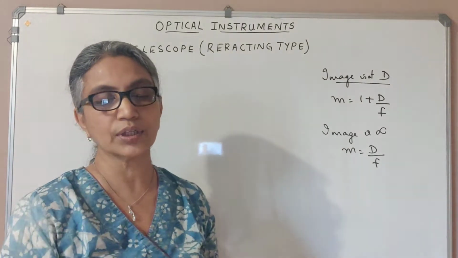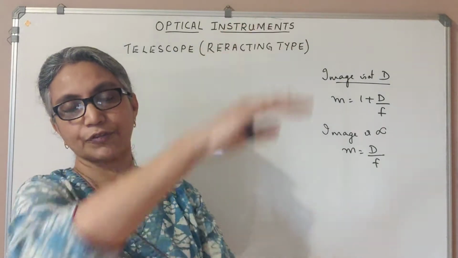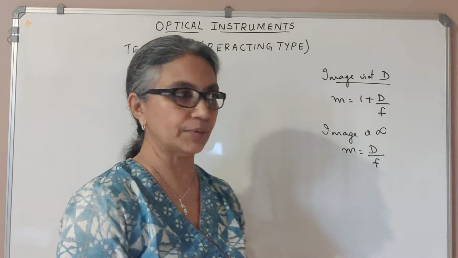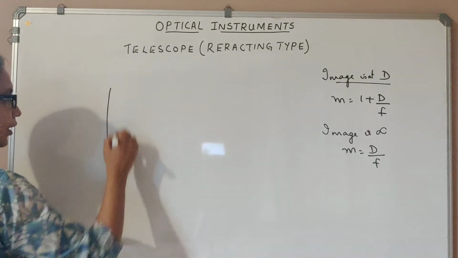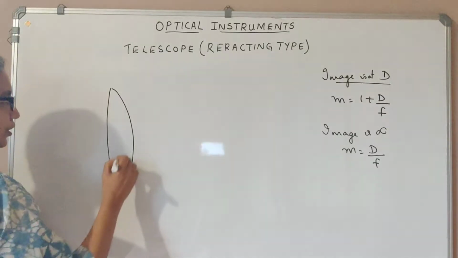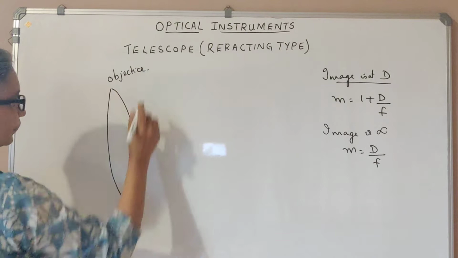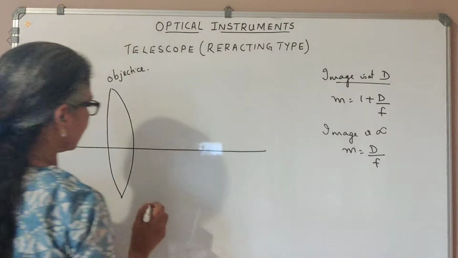So the lens close to the eye, called the eyepiece, in this case will be smaller, and the objective which is facing the star or the planet you're looking at will have a larger diameter. So we first draw the objective. This is the objective lens, the larger one. This is the principal axis.